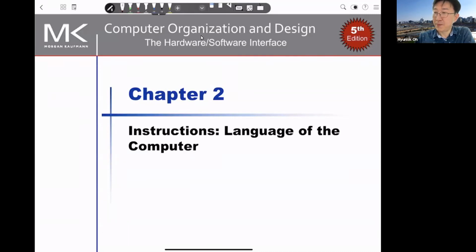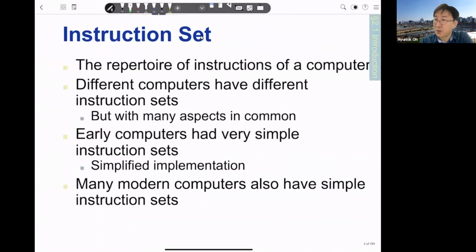So we will look at the instruction, okay? So machine instruction. We learn about the instruction set first, okay? Each computer system has its own instruction set, okay? So different computers have different instruction sets, even though commonly many instruction sets are common, okay? Anyway, we will learn about the specific instruction set for the specific computer systems.